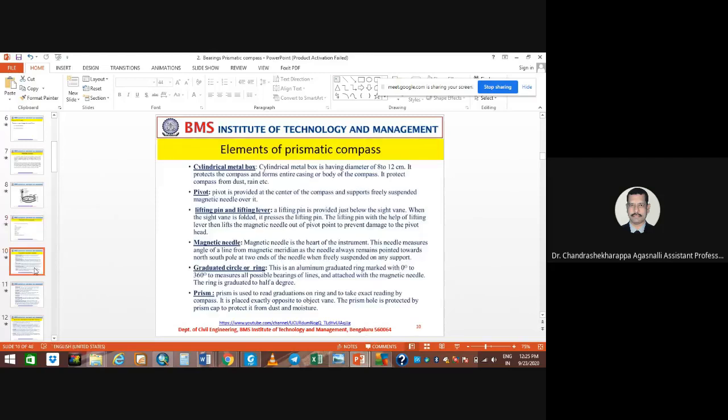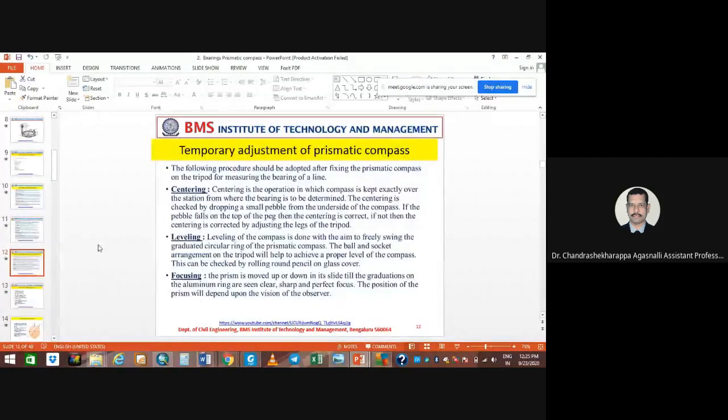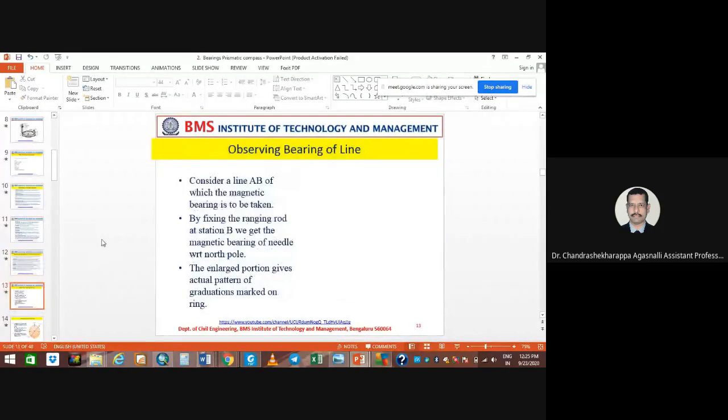All right. Elements of the compass, temporary adjustment. Observing the bearing line, considering the line AB, the magnetic bearing is to be taken by fixing ranging rods, or at station B we get the magnetic bearing of the needle, which is with respect to the north pole. That's north.